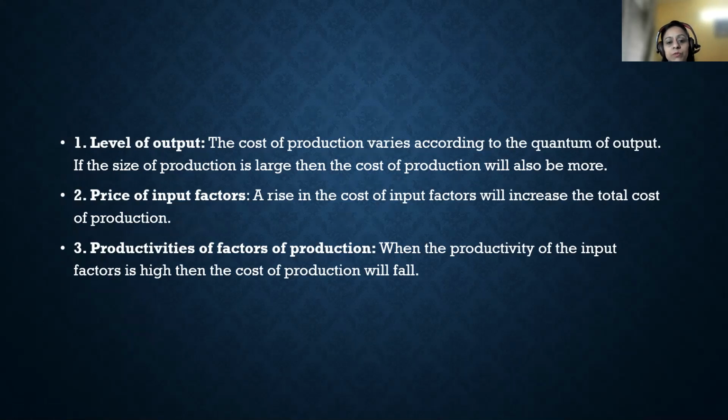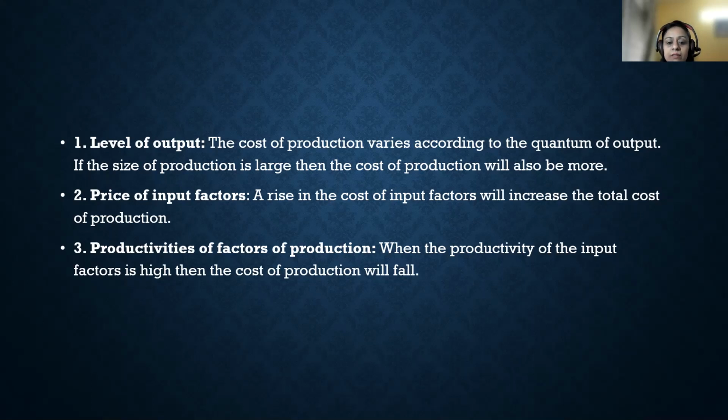Levels of output. The cost of production varies according to the quantum of the output produced. If a firm is able to produce larger outputs, automatically the cost per unit is going to fall. If the production level is higher, then the cost of production is going to be less, and vice versa.